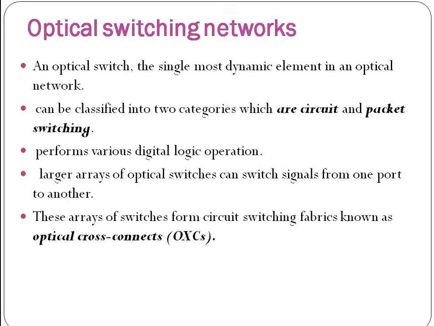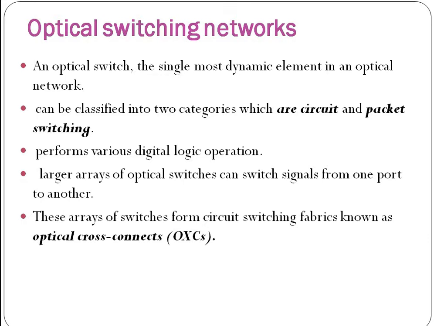So an optical switch is the most dynamic element in an optical network. It can switch the data between different ports of a network. So this optical switching can be classified into two categories, that is circuit switching and packet switching.